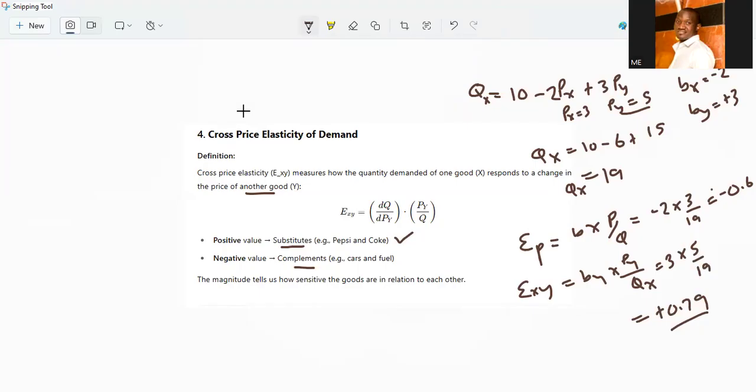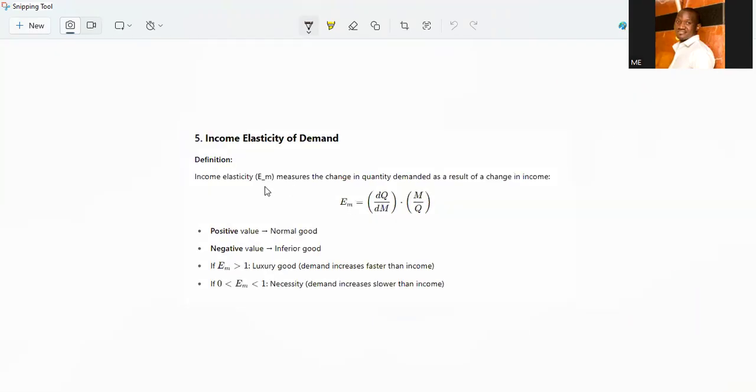Then we go to the other type of elasticity, which we call income elasticity. E means income elasticity. So it's the change in Q over the change in M times actual income over quantity of X. Or you can simply use the same formula: the gradient for income, which is BM, times the actual income over the overall quantity.